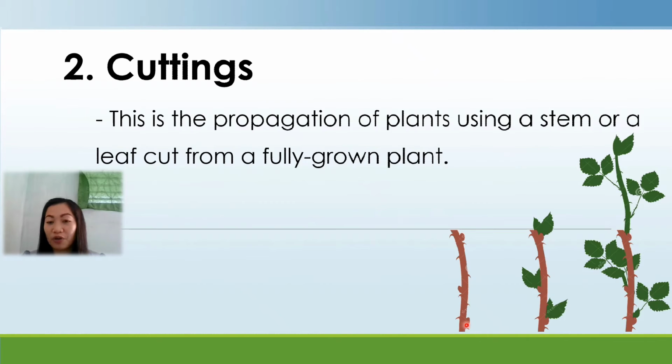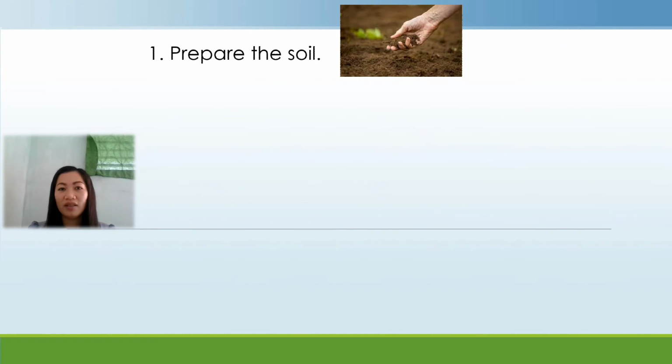Like this one. If we have a rose, we will just get a stem and then we will grow it. Or with a cactus, we use the leaf of a cactus to produce a new plant. So these are the steps and how to do the cutting method.